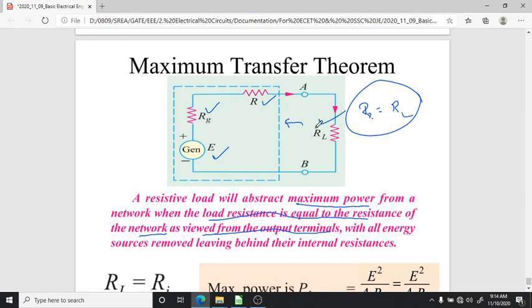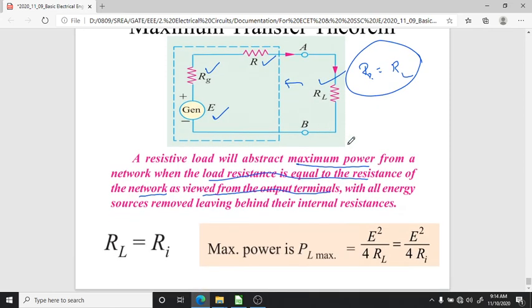So this is called the maximum power transfer theorem. You can understand it by solving some examples. And what is the maximum power at this condition? The formula is E square by 4 RL or E square by 4 Ri, where Ri means the effective resistance of the network after opening the load resistance. Because RL and Ri are equal, we can represent it as E square by 4 RL or E square by 4 Ri. This is the maximum transfer power equation.